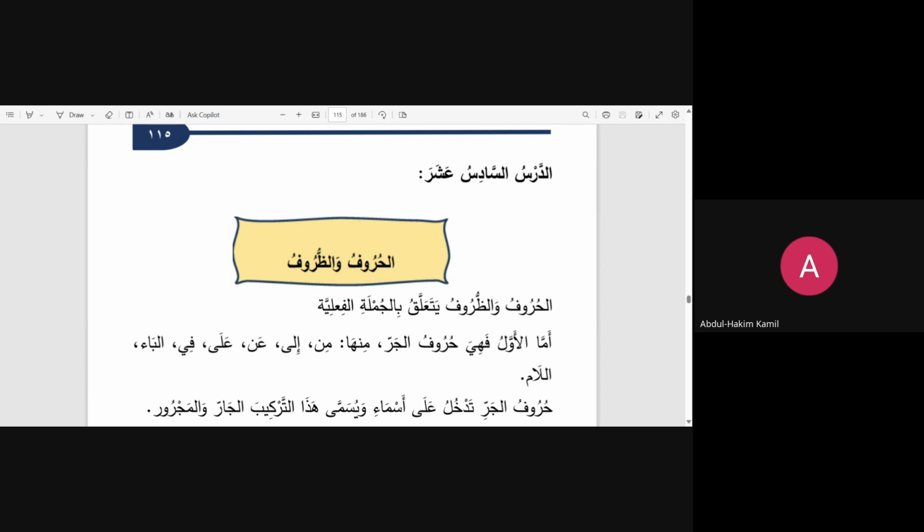This is the shibh jumla. These are the partial sentences that get attached to the sentence. For example, ذهب زيد. Is that a complete sentence? ذهب زيد. Yes. ذهب زيد إلى المدرسة. This is a shibh jumla. إلى is a harf. It's called harf jar. إلى المدرسة, this is a phrase.